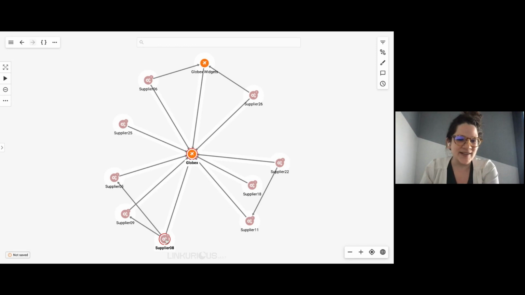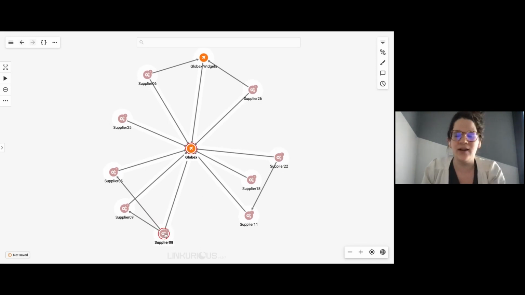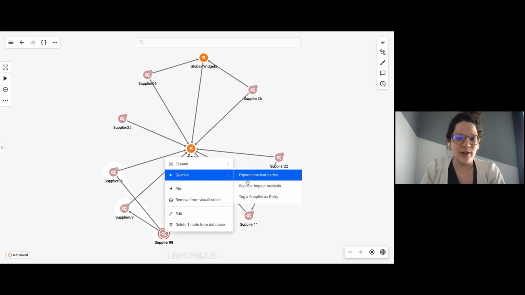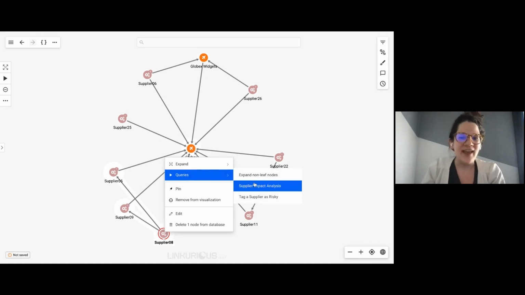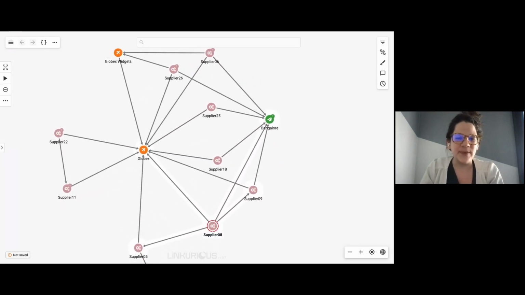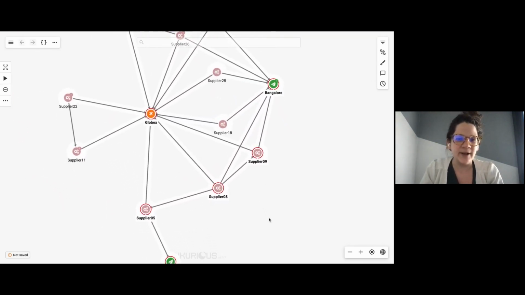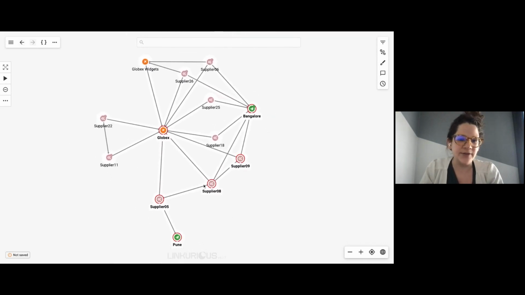For instance, I can see supplier 8 is a direct supplier of my company, but I also see that they're a supplier of some of the smaller suppliers. So let's say something were to happen to supplier 8. Let's say, unfortunately, there's a fire at supplier 8's warehouse. I can go ahead and use a supplier impact analysis query. And what this is going to do is basically expand and highlight in red any of my impacted suppliers and any of the impacted nodes.